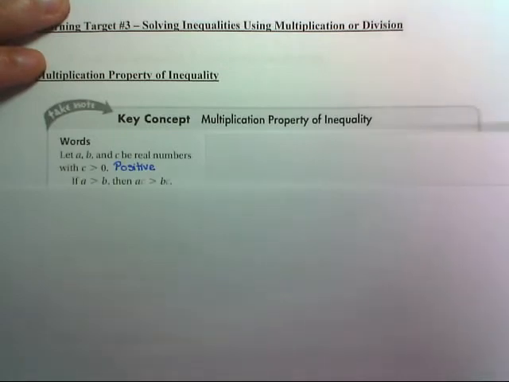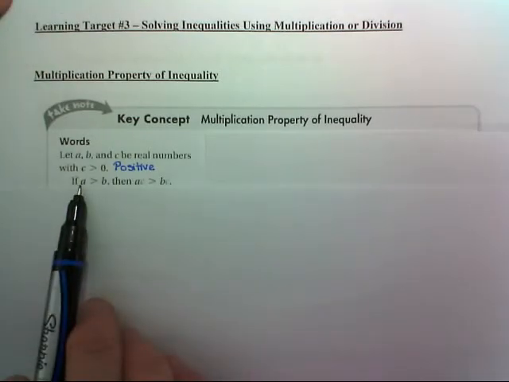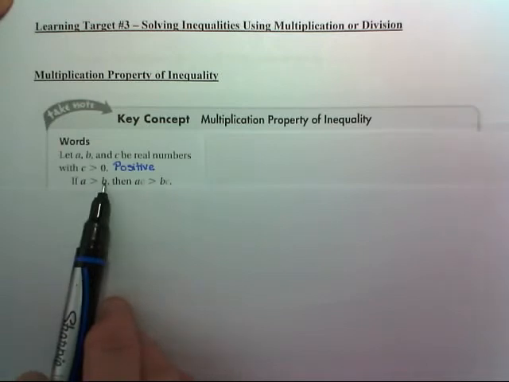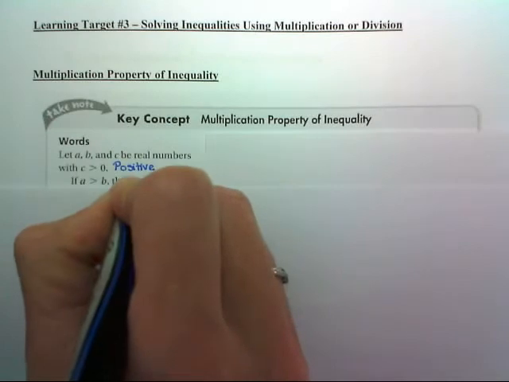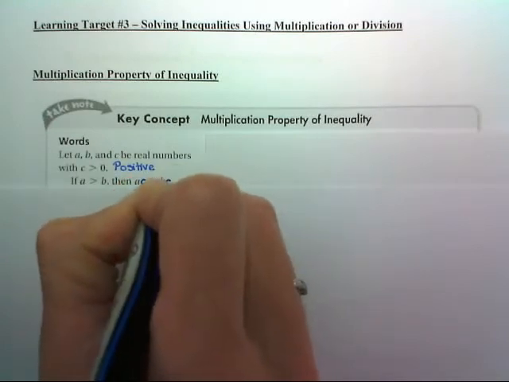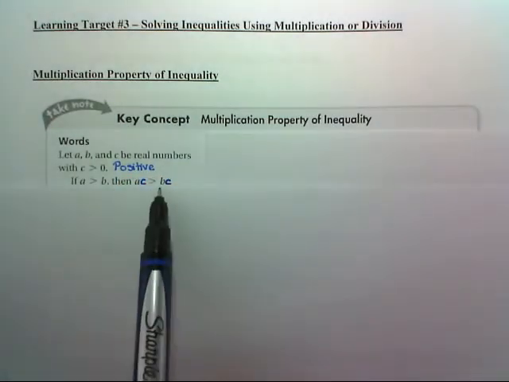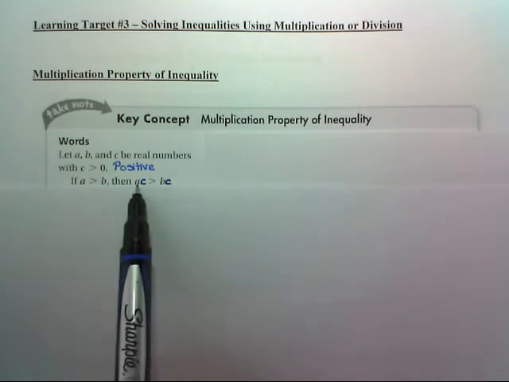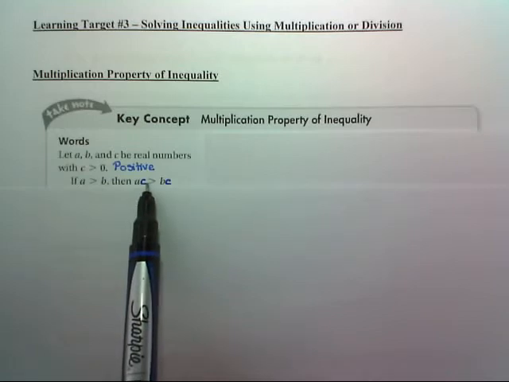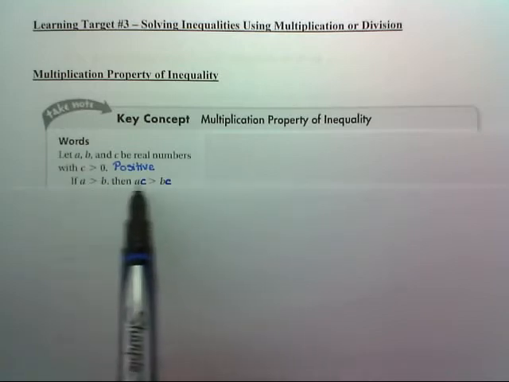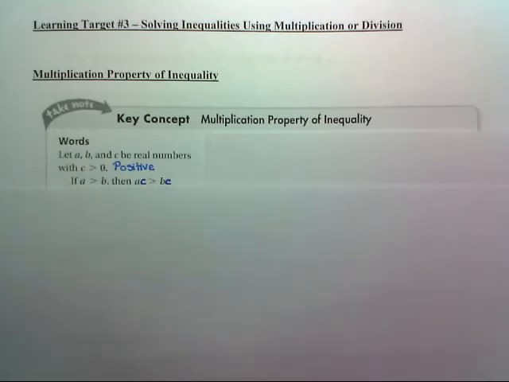Our first example is if A is greater than B, so A is a larger number than B. If I multiply both sides by that positive C, and I'm going to highlight the C here in blue, notice that AC is greater than BC. My inequality symbol has not changed. I have created equivalent inequalities, and my symbol still remains a greater than sign.